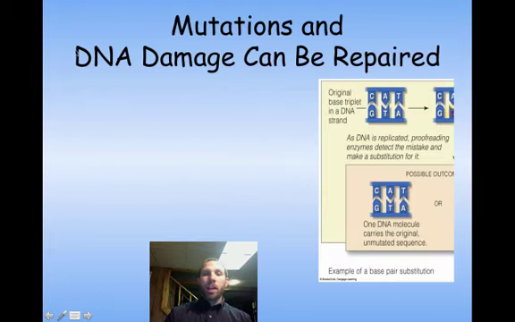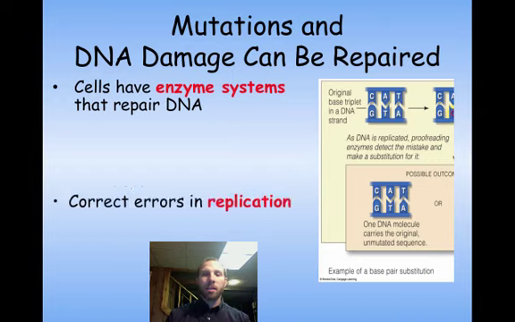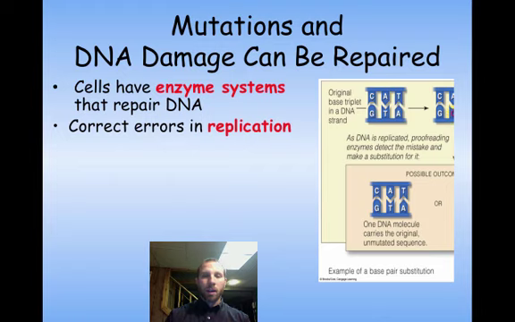Good news here is mutations and DNA damage can be repaired. We talked a little bit about that at the beginning of this presentation. Cells do have enzyme systems that repair the DNA. If you remember, that was DNA polymerase that proofreads the replication to fix some of these errors. The errors are corrected during replication.